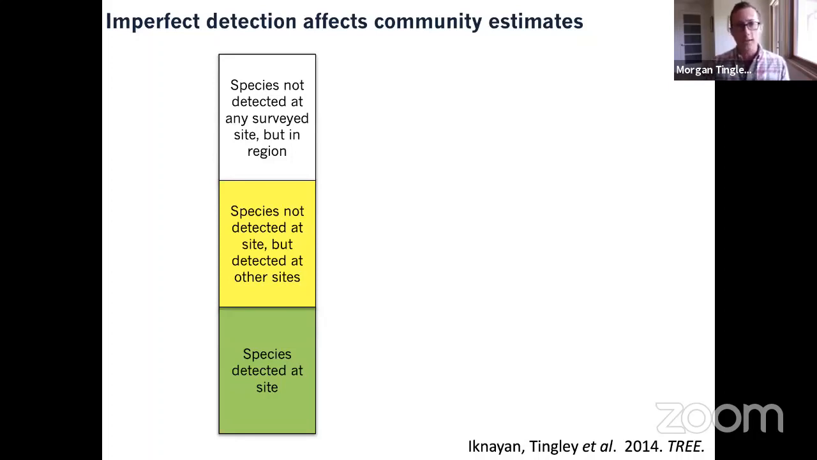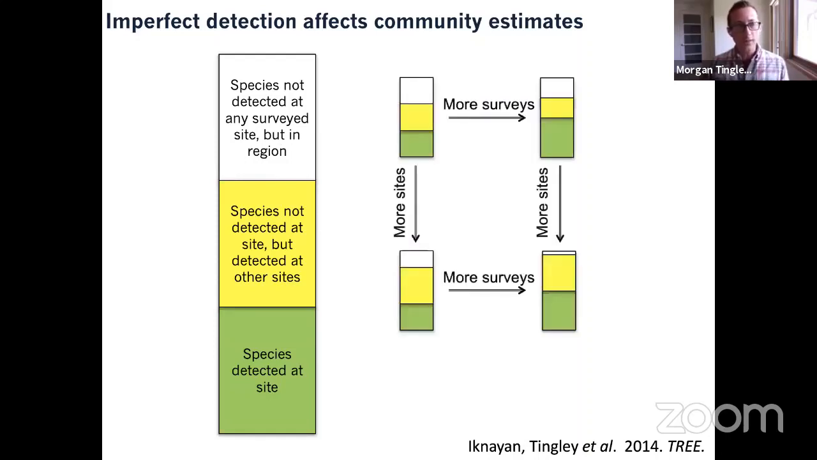The first is the species that we identify at the site, in this green box at the bottom. The second is the species that are not detected at a site, but are detected at other sites. So we essentially know their identity and that they may exist at the site we survey. But there's a third block too, which is the species that are not detected, not just at the current site, but at any sites, but do actually exist in the region.